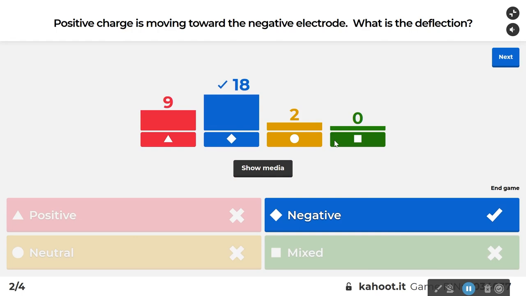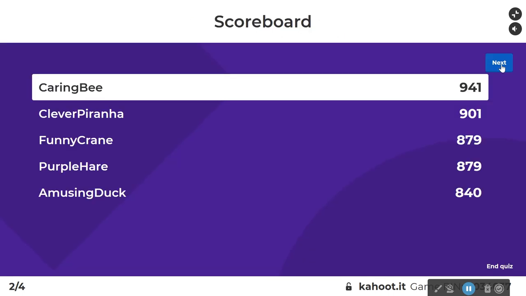All right, so positive charge moving towards a negative electrode is a negative deflection. Negative moving towards negative is positive deflection. Positive moving towards positive is positive deflection. It's opposites that are negative, okay? That's in like the third or fourth slide.